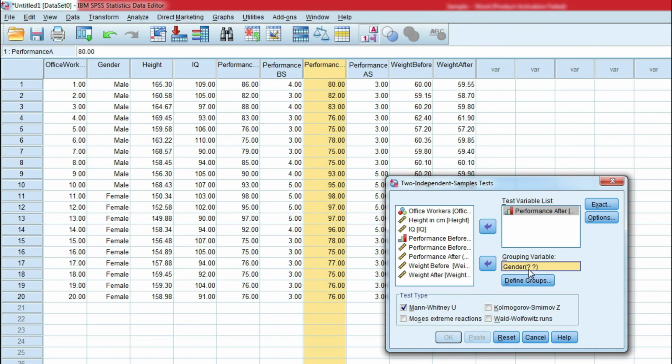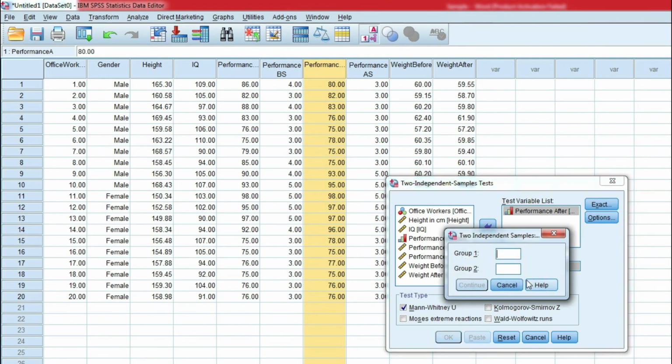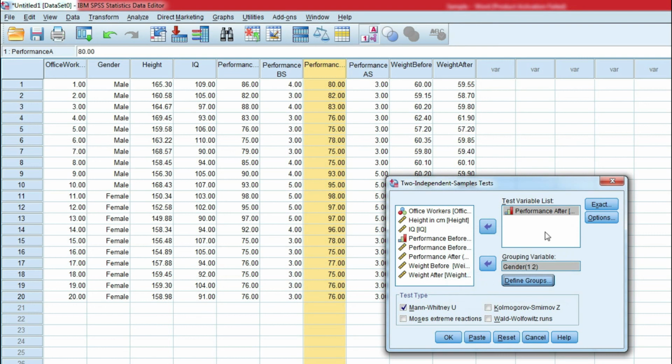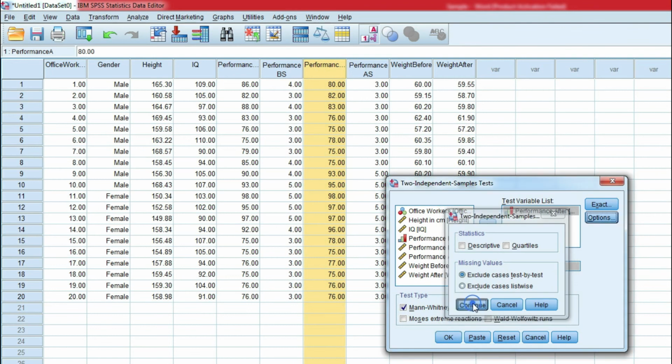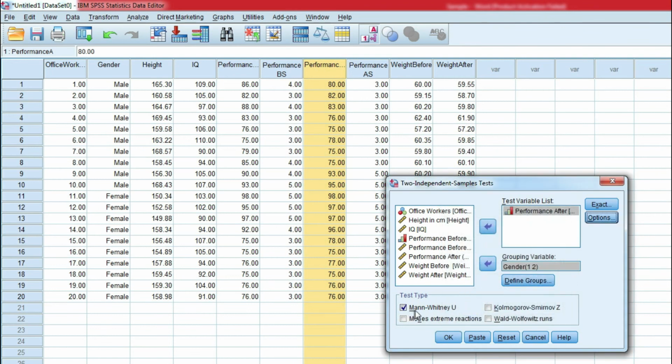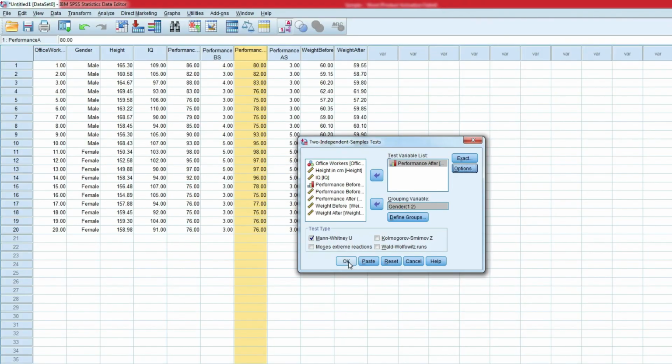Notice again that we have a question mark here, so we have to define the groups. Okay, so we have here 1, then 2, then Continue. Okay, so we go to Options. Okay, so that's okay. And then in here, Mann Whitney U should be checked. Then after that, we can now click OK.